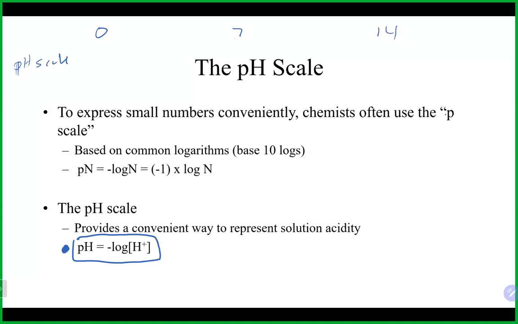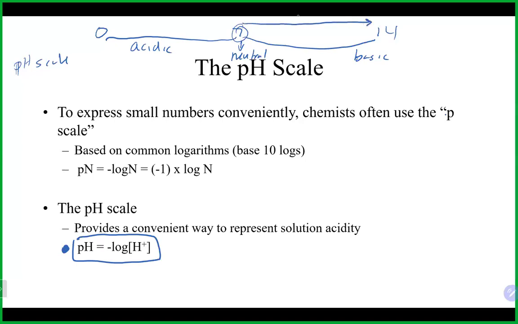If you are below 7, that's going to be acidic. If you're above 7, that's going to be basic. And if you're technically at 7 on the nose, or really super close to 7, that is going to give you neutral. 7 is sort of your middle point, if you will. So as you go from 7 closer to 14, you become more basic. And as you go from 7 down towards 0, you become more acidic.